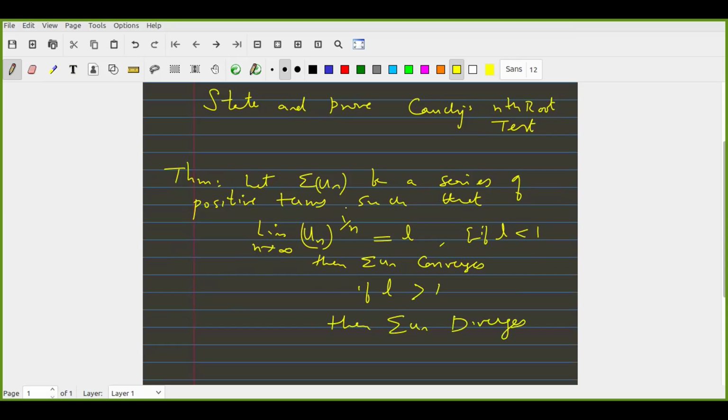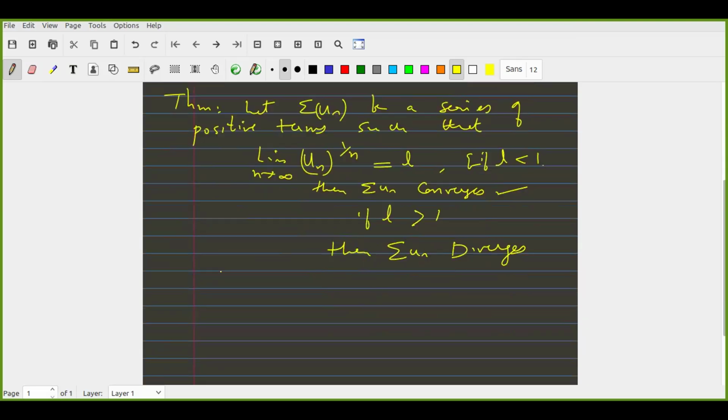It's very simple. So we are given a series of positive terms, and we are given that the limit L could be less than 1, it converges, greater than 1, it diverges. Okay. So remember, we are not really talking about whether it is finite or not. It's just about whether it is on the right side of 1 or the left side of 1. That's very important. So let's look at the proof. So state and prove is what is generally being asked.